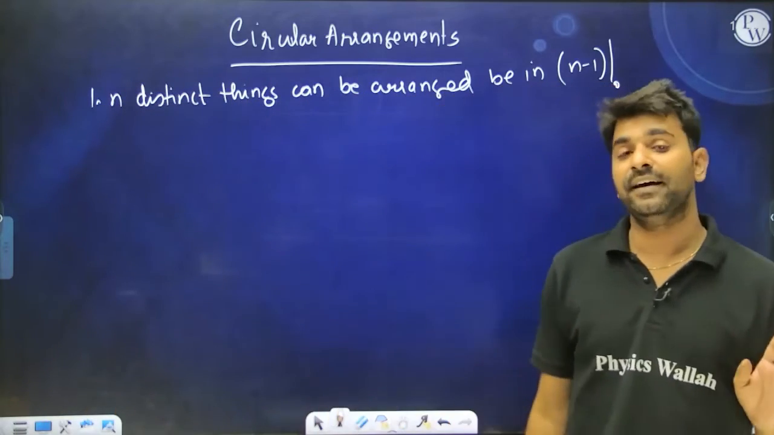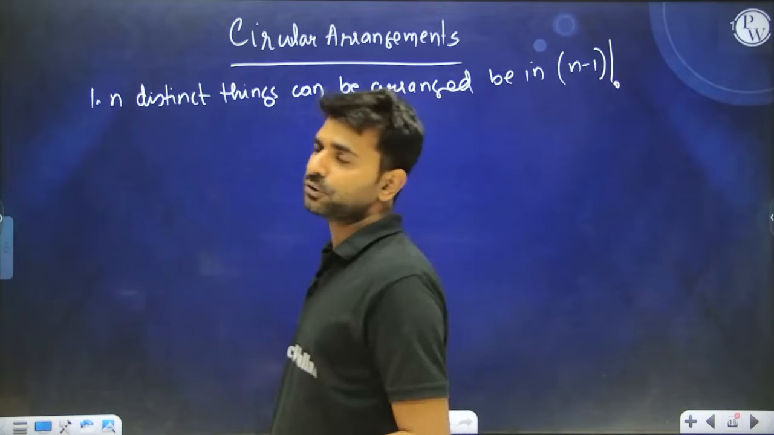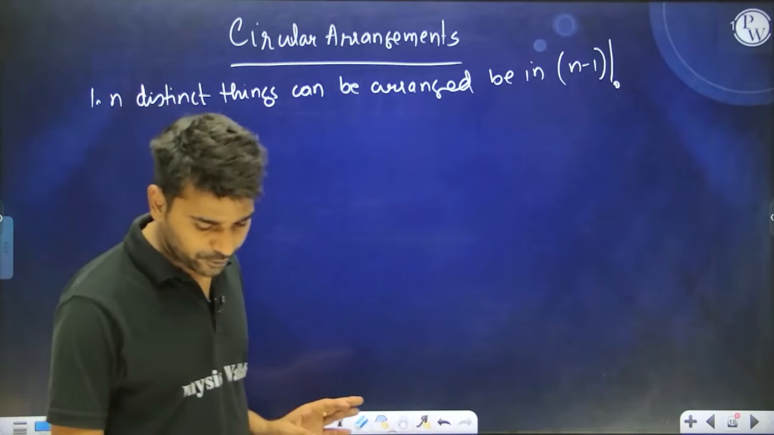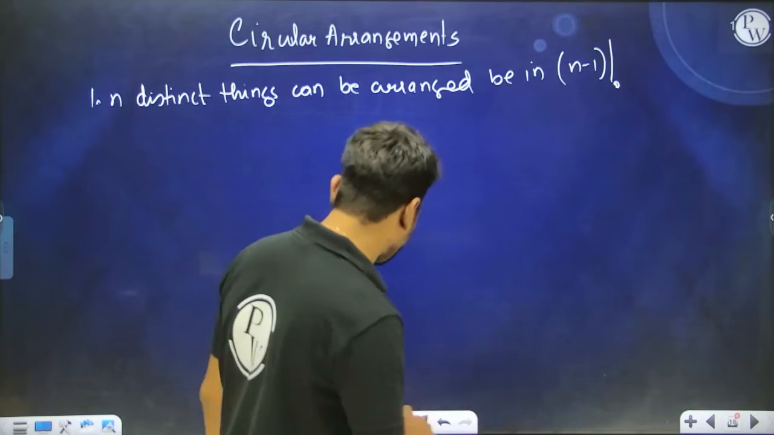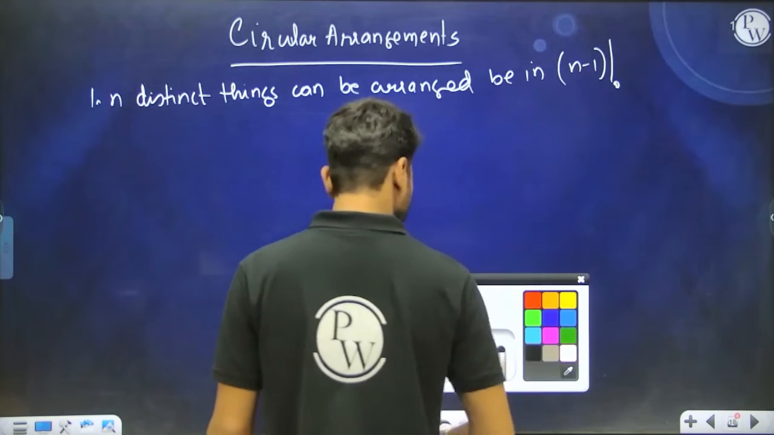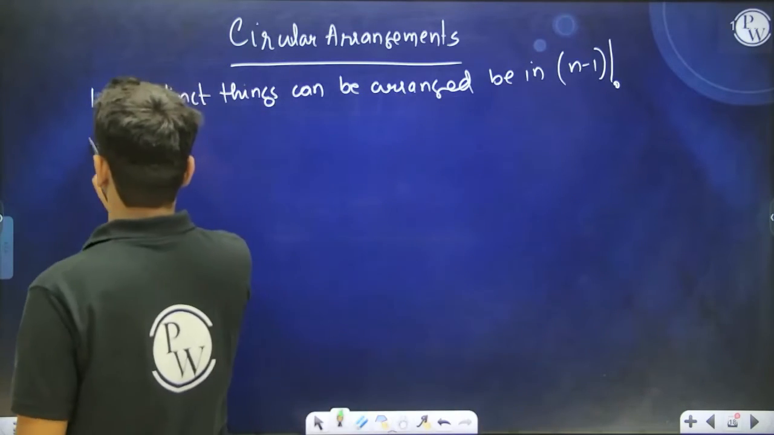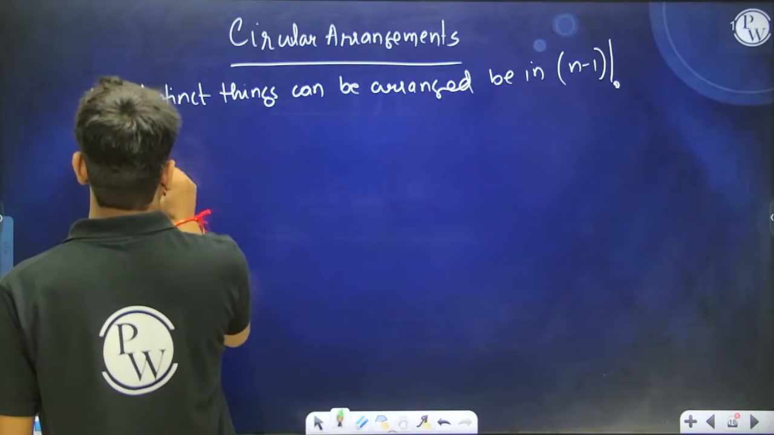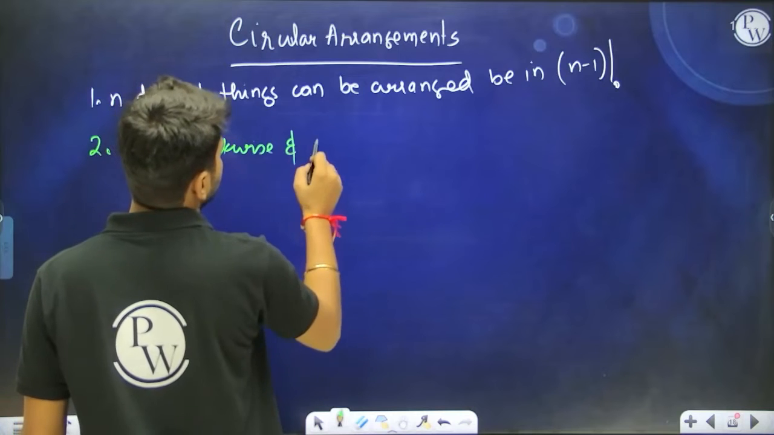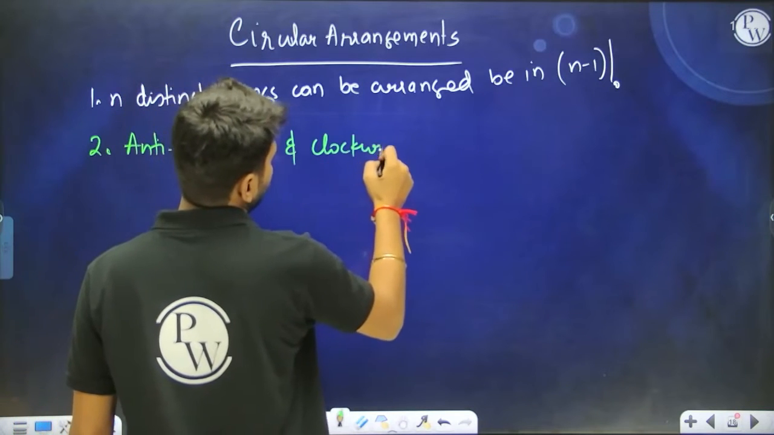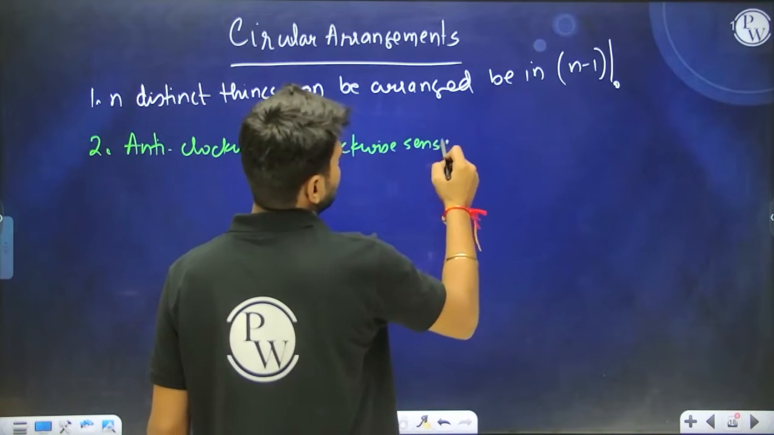But if I say arrange these 5 people in a row, that can be done in 5 factorial. I hope this is clear to all of you. Now there are some cases in which the anti-clockwise and clockwise sense is the same.